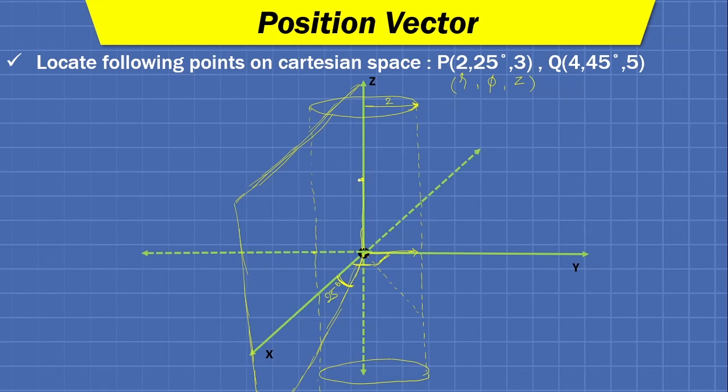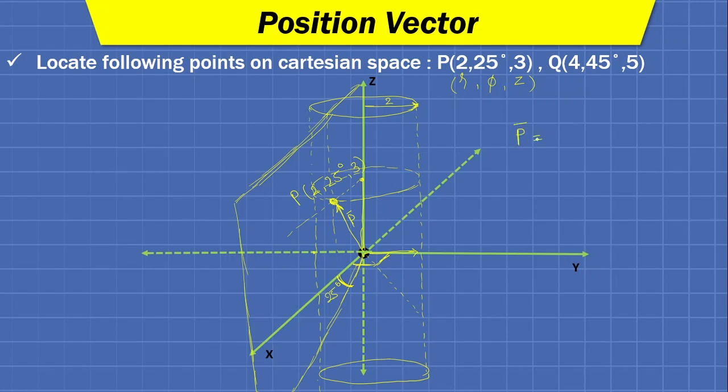Fine. And we will have intersections of our surfaces like this. So this intersection of all three surfaces will give us an idea about point P represented as (2, 25 degree, 3), and joining this point P with origin will give us the vector representation of the point.